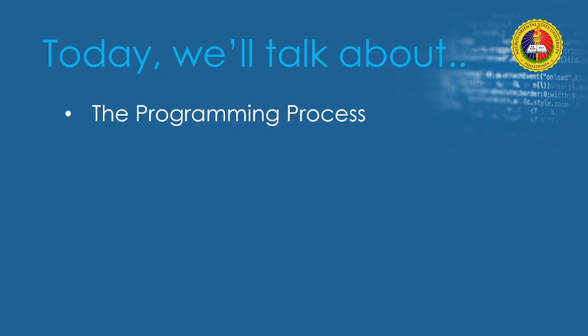Okay, so today we'll be talking about the programming process. Basically, the programming process is the process in which a program is developed from the moment the planning started up until such time that it is released to the public. For example, with Facebook, before it was released to the public, certain processes were implemented. That's going to be our discussion for this afternoon.